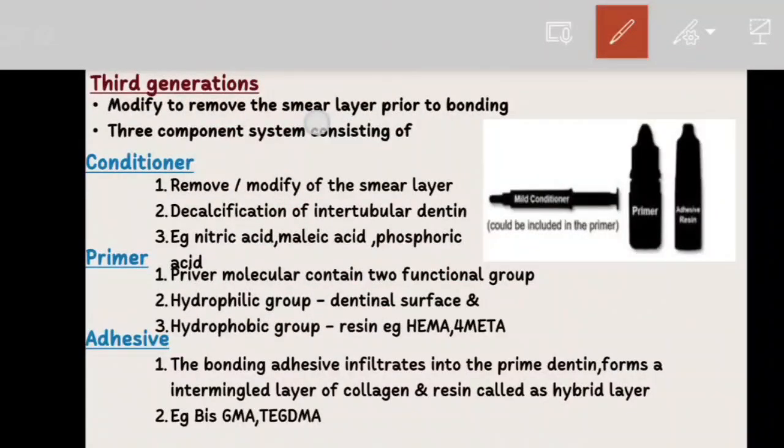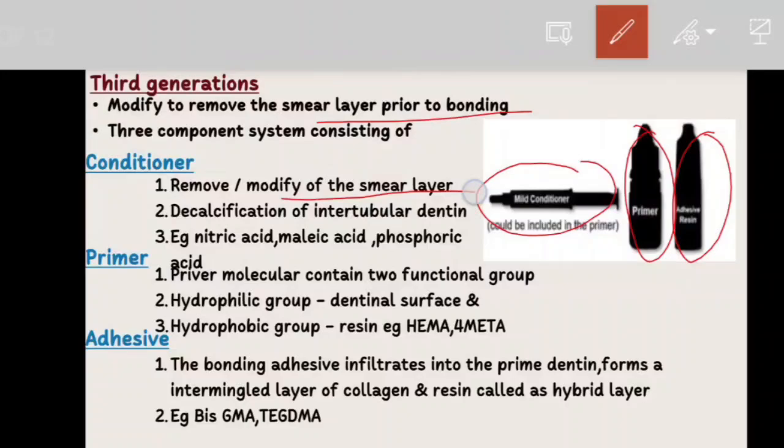Now the third generation, whose aim is to modify or remove the smear layer. It is a 3 component system. First one is conditioner, second is primer, and third one is adhesive. The conditioner removes the smear layer. It decalcifies the dentine, that is decalcification of intertubular dentine. Examples are phosphoric acid, nitric acid and maleic acid.